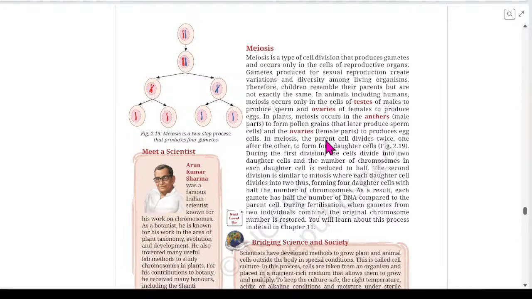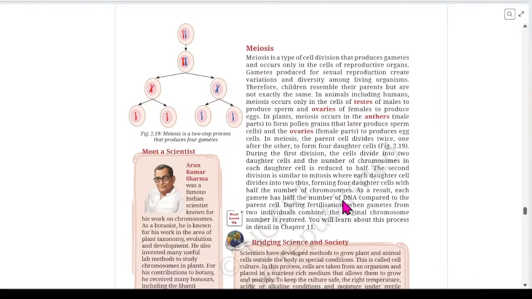In meiosis, the parent cell divides twice, one after the other, to form four daughter cells. During the first division, the cell divides into two daughter cells and the number of chromosomes in each daughter cell is reduced to half. The second division is similar to mitosis, where each daughter cell divides into two, thus forming four daughter cells with half the number of chromosomes. As a result, each gamete has half the number of chromosomes compared to the parent cell.